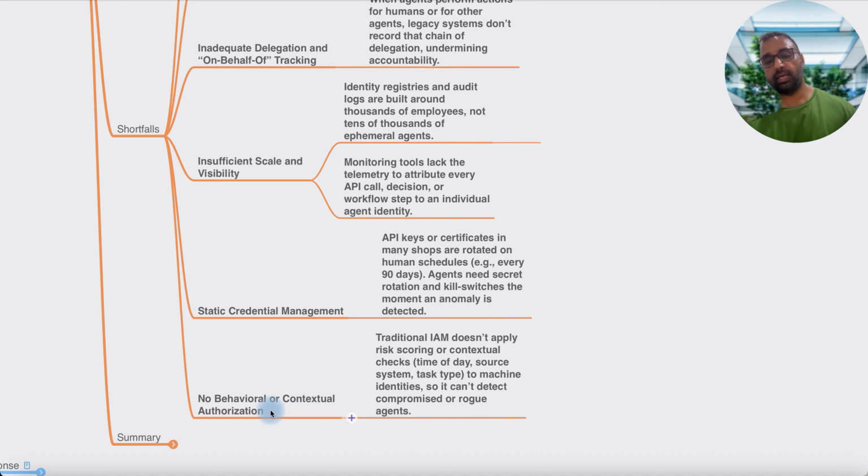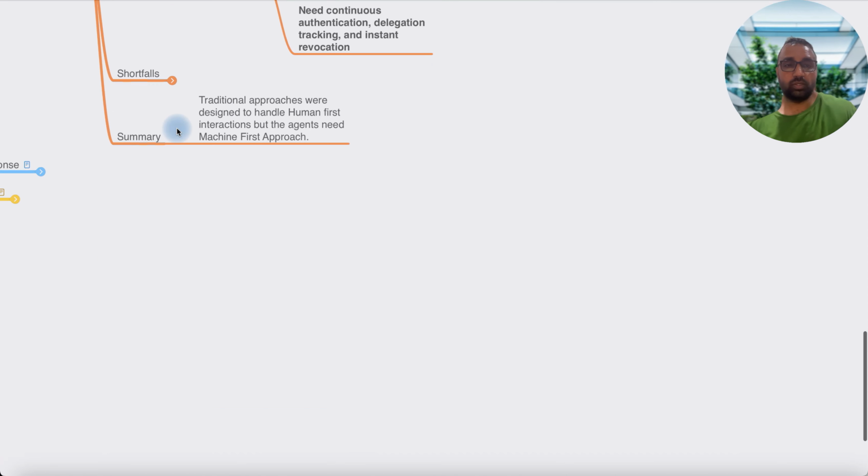Again, I've said this multiple times, but traditional IAM doesn't have the contextual checks compared to what the agent has, and it cannot recognize rogue agents or compromised identities because of this. Okay, so these are the issues, right?